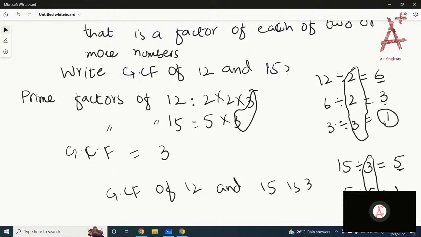If you have any problem finding prime factors, you can go to grade 6 maths. You can find this lesson there. Do the practice questions from the prime factors and then you can do the lesson GCF. Got it? Okay, let's do another example.